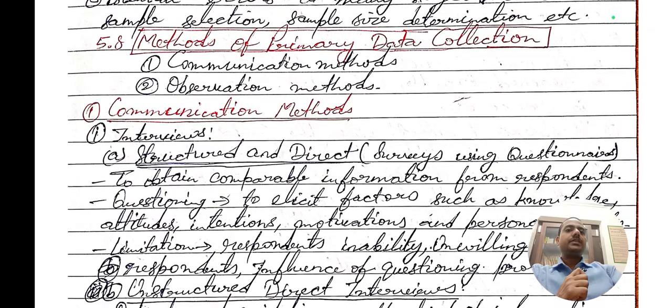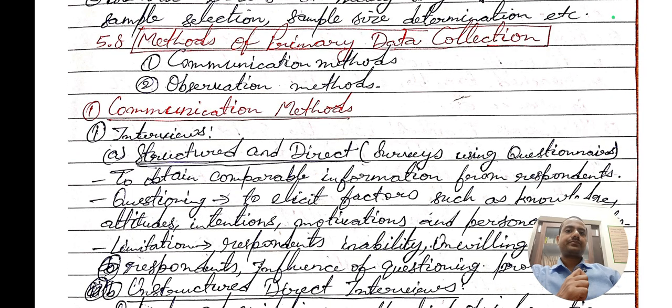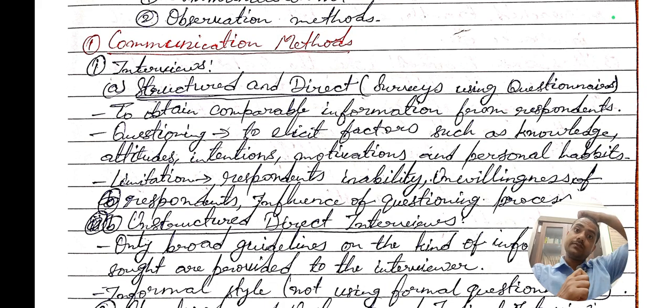The methods of primary data collection are, first, the communication method, and second, the observation method. In the communication method, first we have interviews. Structured and direct surveys using questionnaires means structured and direct interviews to obtain comparable information from respondents, questioning to elicit factors such as knowledge, attitudes, intentions, motivations, and personal habits. Limitations given: respondents' inability, unwillingness of respondents, and the influence of the questioning process.